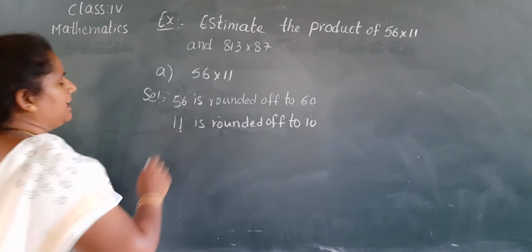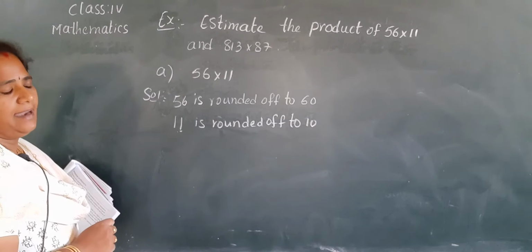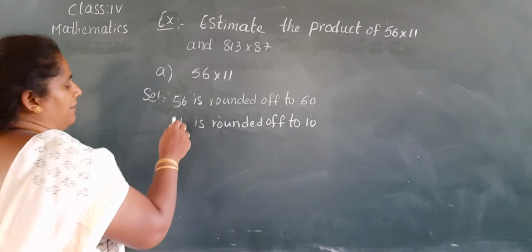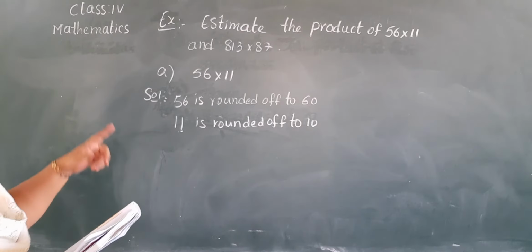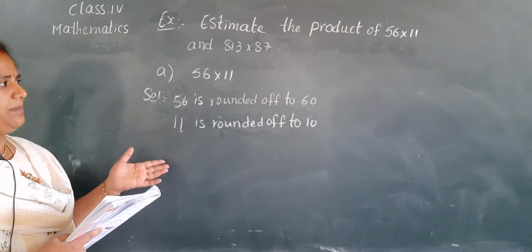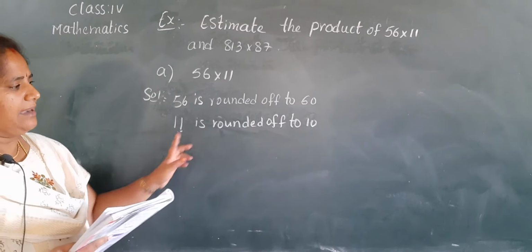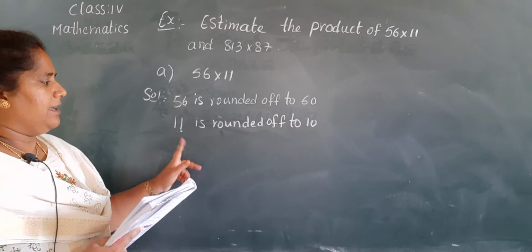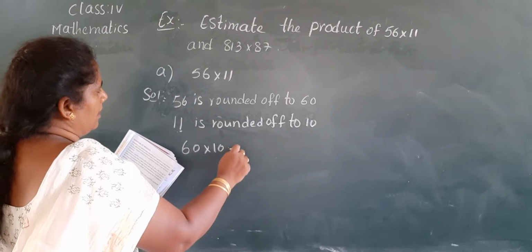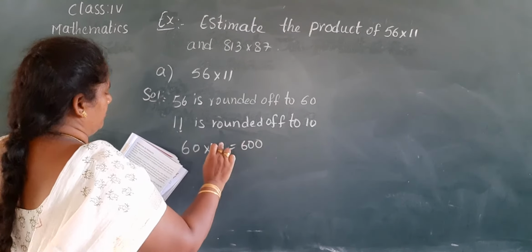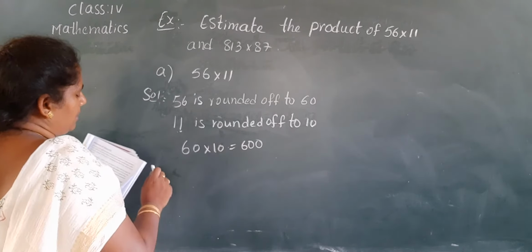Why? Because here the digit in the ones place is less than 5. So we have to round it off to the multiple of 10 just less than the number to be estimated. Less than, that means 10 only. Now we multiply 60 into 10. How much? 600.